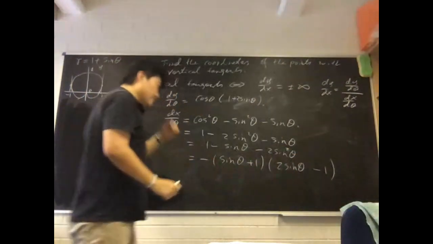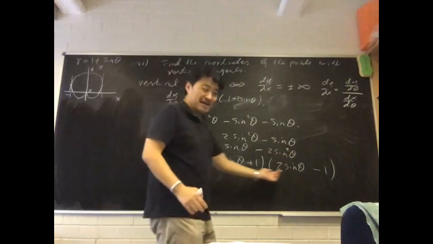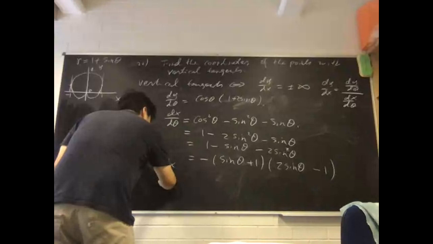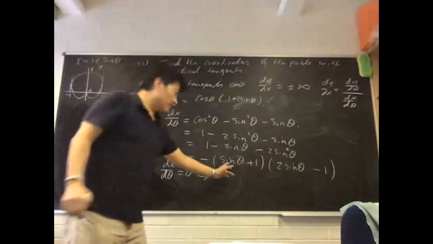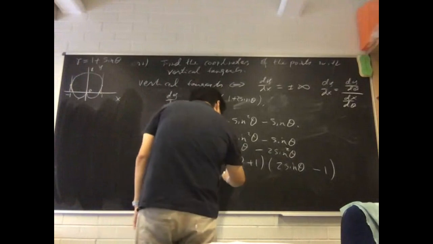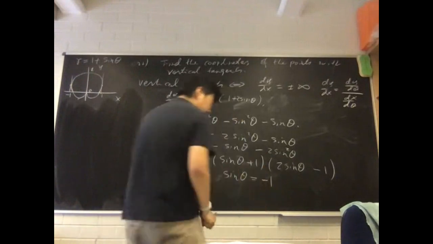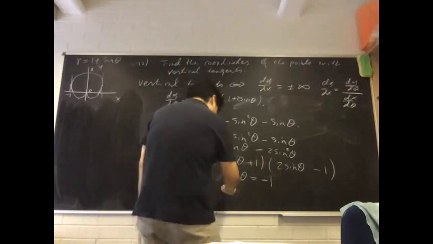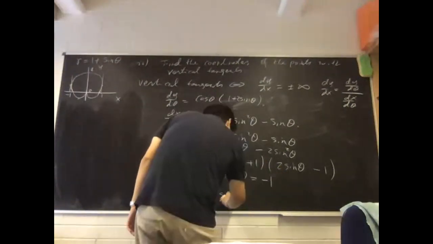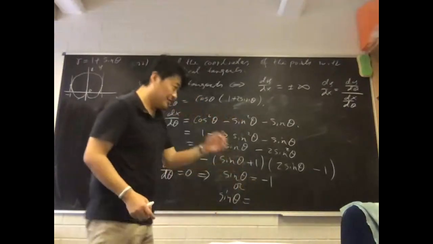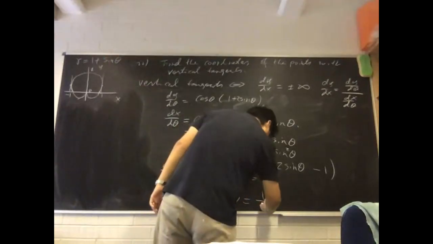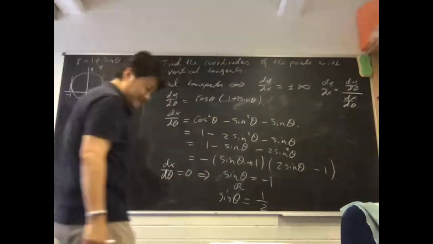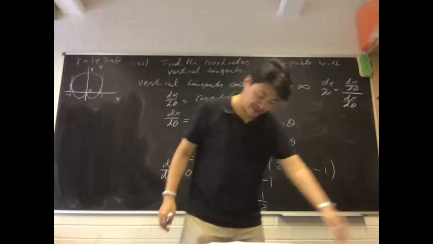All right, so where is this 0? Well, this is 0 when either one of these factors is 0. So dx d theta equals 0 tells me either this is 0 or that is 0. So sine theta is -1, which means the first factor is 0, or the second factor is 0, which is sine theta equal to a half, right? All right, so that gives me a bunch of candidates.